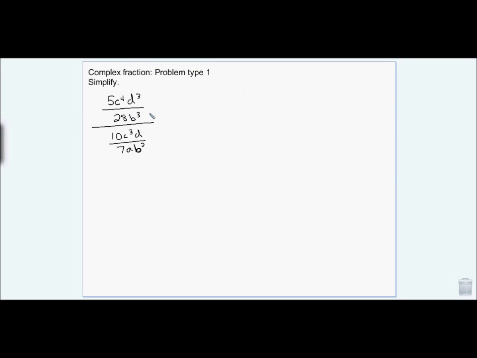We have one more problem like this. Checking inside each individual fraction, nothing will cancel. So I'm going to rewrite this as division.